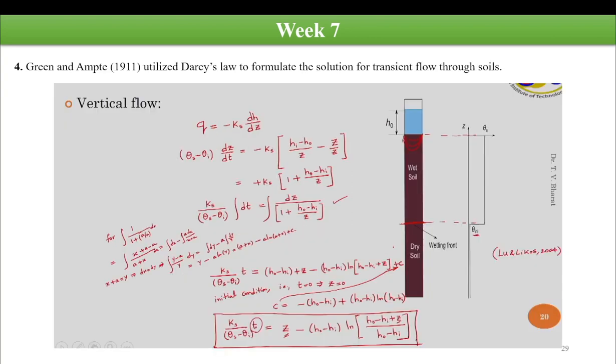Then we have the fourth question that states the Green and Ampt utilize Darcy's law to formulate the solution of transient flow through soil. So the formulation of Green and Ampt, they have started from the development of the expression from Darcy's law, okay, so that they can determine the transient flow equations of the soil. So it is quite true. They have utilized Darcy's law to formulate this expression.